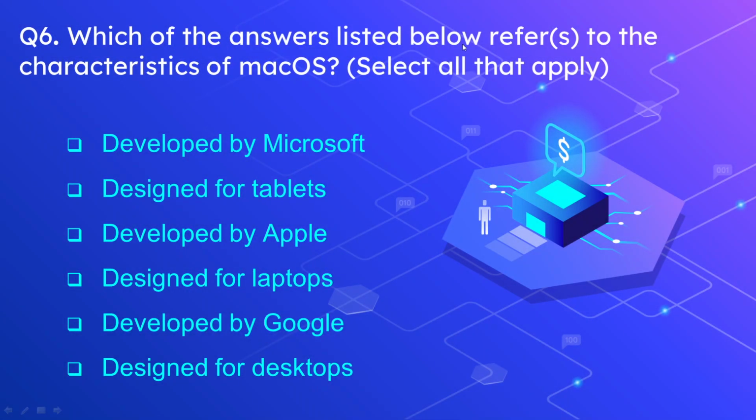Which of the answers listed below refer to the characteristic of macOS? Select all that apply. And the options are, it is developed by Microsoft, it is designed for tablets, it is developed by Apple, it is designed for laptops, it is developed by Google, and it is designed for desktop. And the correct options are that the macOS is developed by Apple and it is designed for desktops as well as it is designed for laptops.